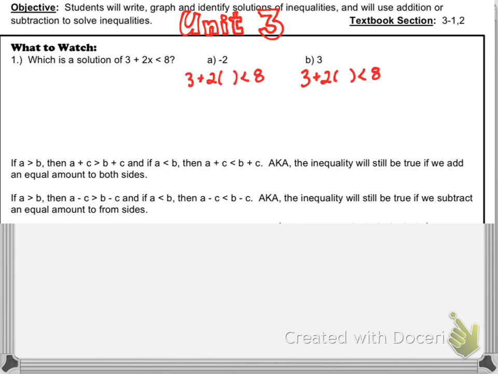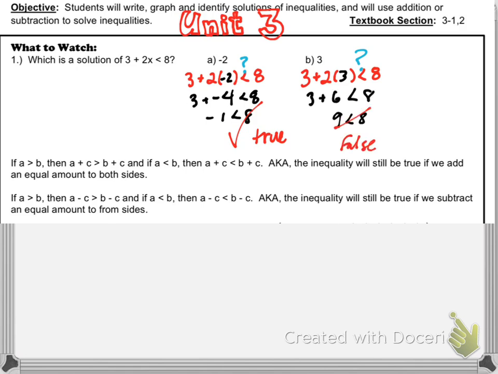So let's rewrite it and let's substitute in the values. Plugging in -2 gives us -1 is less than 8. That's true, so that is one of the solutions. Plugging in 3, we get 9 is less than 8. That's false, so that's not a solution. There are, in fact, an infinite number of solutions because there are many, many numbers that could be plugged in that would result in a value less than 8.